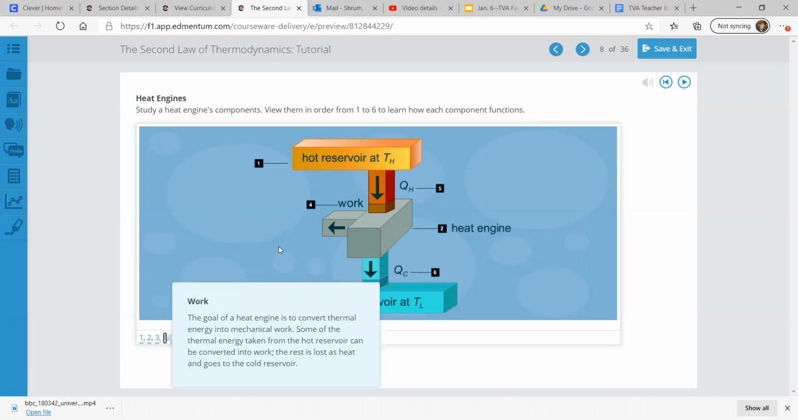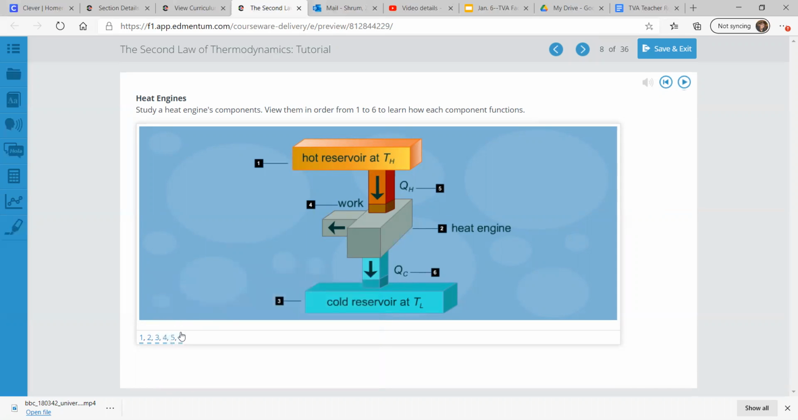Then we have four, work. The goal of a heat engine is to convert thermal energy into mechanical work. Some of the thermal energy taken from the hot reservoir can be converted into work. And then the rest is lost as heat and goes to the cold reservoir.